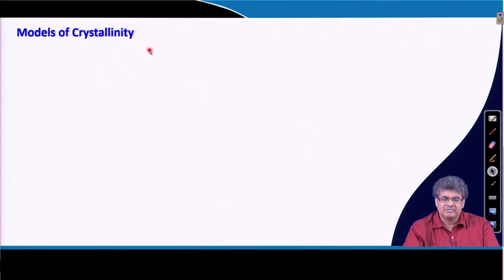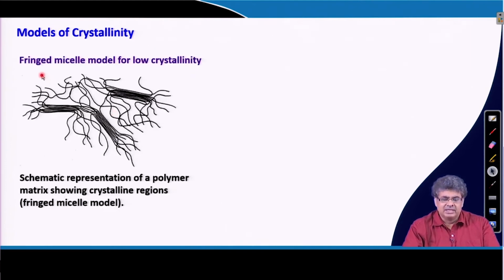We will talk about models of crystallinity. There are two main, more popular models. One is the fringed micelle model for low crystallinity. As you can see, this is a fringed micelle model where we have crystalline domains as well as amorphous domains. These crystalline domains are formed by various polymer chains, and a single polymer chain can also contribute to two crystalline domains or more than two crystalline domains.